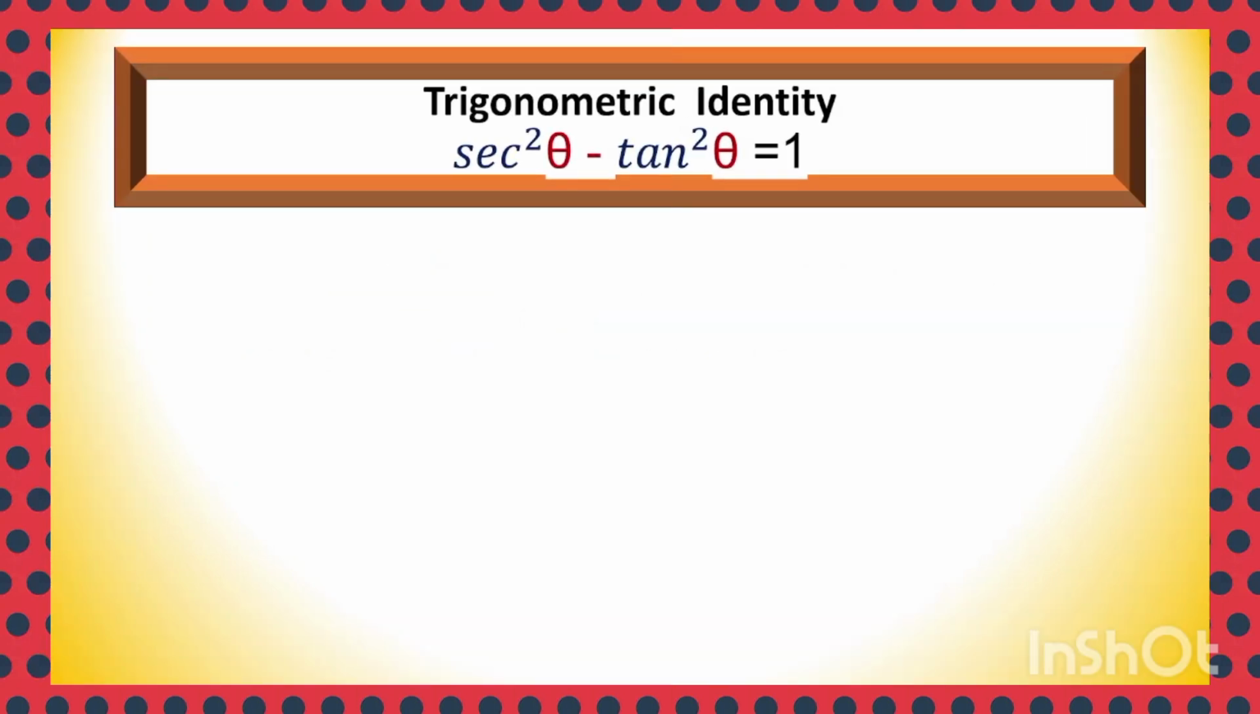Sec square theta minus tan square theta is equal to 1, the trigonometric identity which is true for all values of angle theta except theta is equal to 90 degree or pi by 2. Because for theta is equal to pi by 2, the statement is not defined.